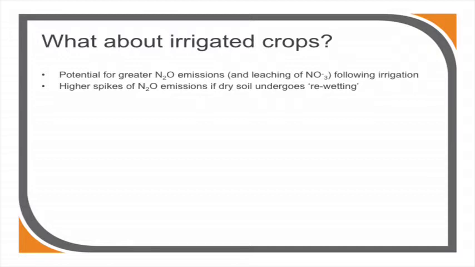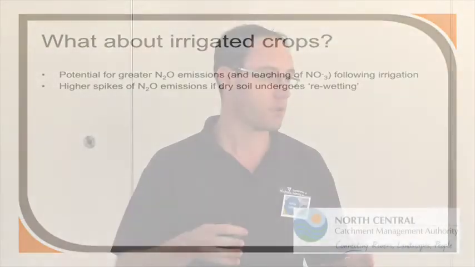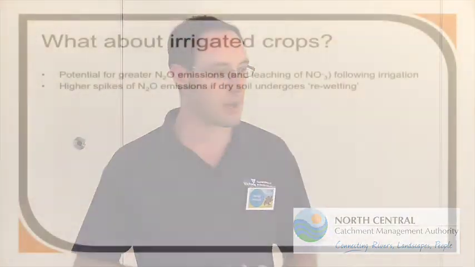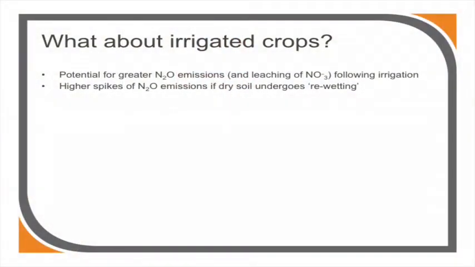So one of the things that has been observed in some cases is that when we have a dry soil that undergoes an initial re-wetting, let's say you're in a dryland situation and you get a big dump of summer rainfall, or alternatively, if you're in an irrigated cropping situation and you're putting in a summer crop and you're irrigating for that summer crop, that initial re-wetting process can actually produce quite a spike in emissions as well.